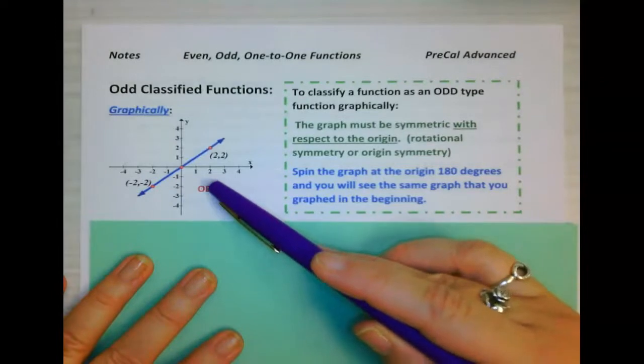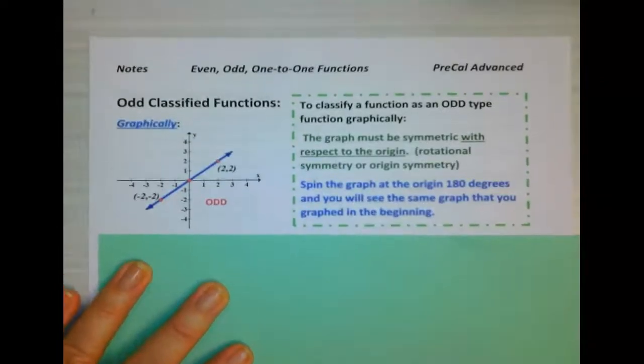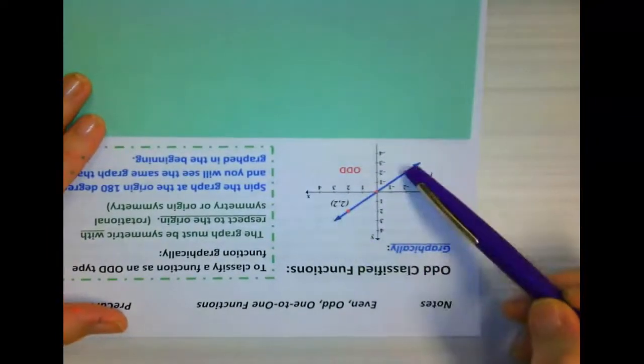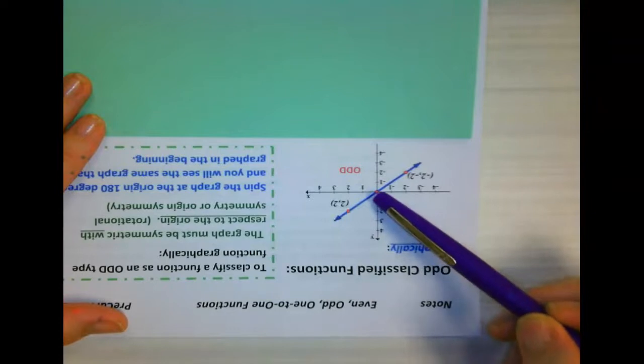So here's my graph. You can see the word odd there, so you'll be with me. So I'm taking it and I'm spinning it 180 degrees, turning it upside down. And look, I see the same thing I started with. That means it has rotational symmetry.